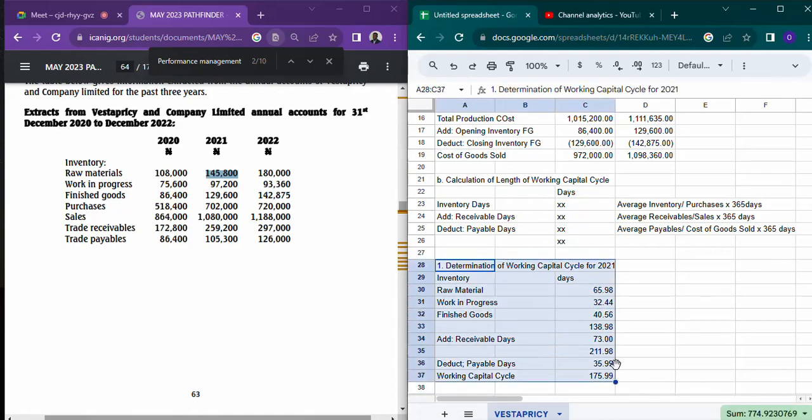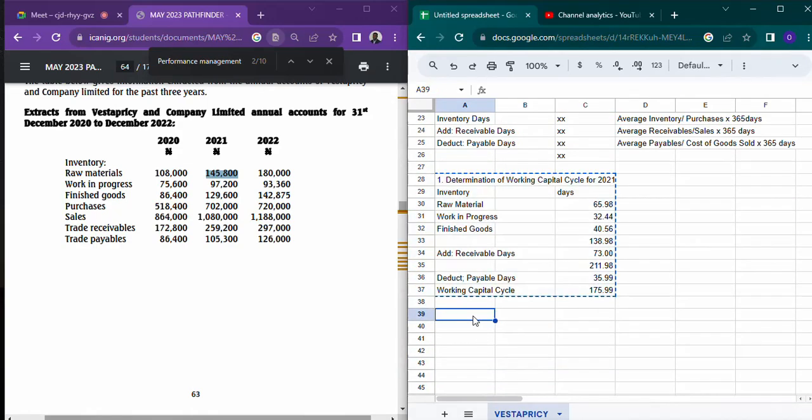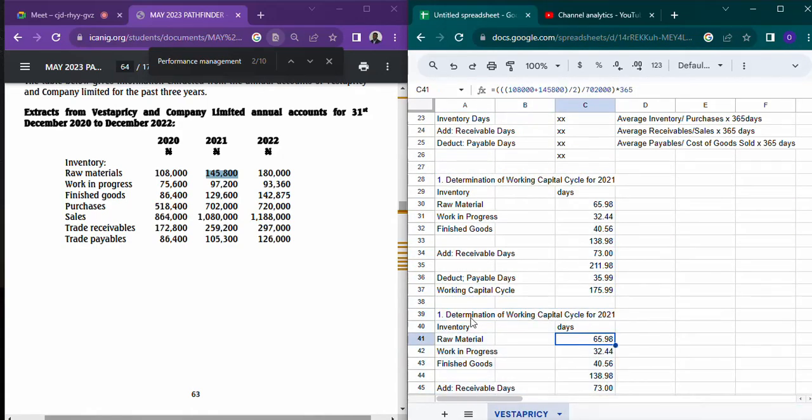So I would do the same thing for 2022. For the raw materials, I have how much? 145,800 plus 180,000, right? Divided by 2. How much is the purchases for the year? Purchases is how much? 720,000.